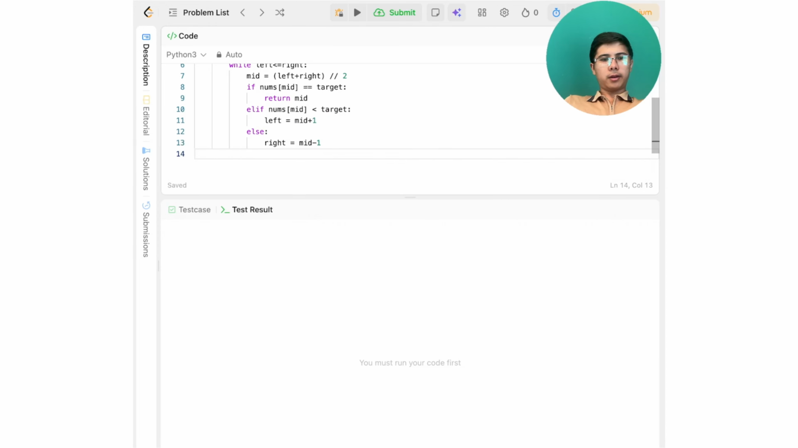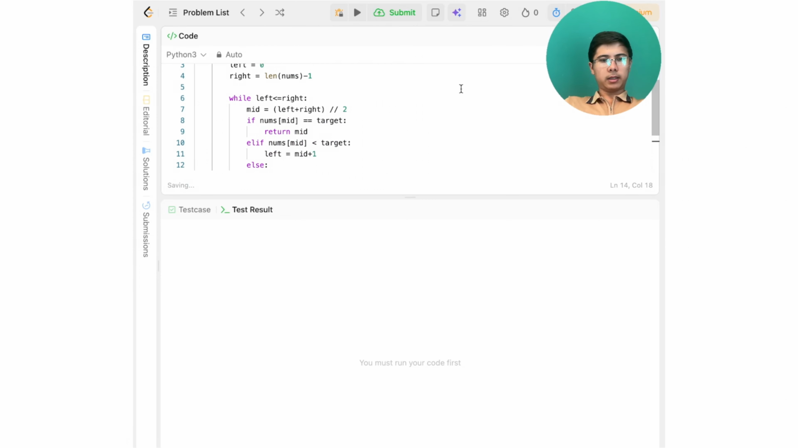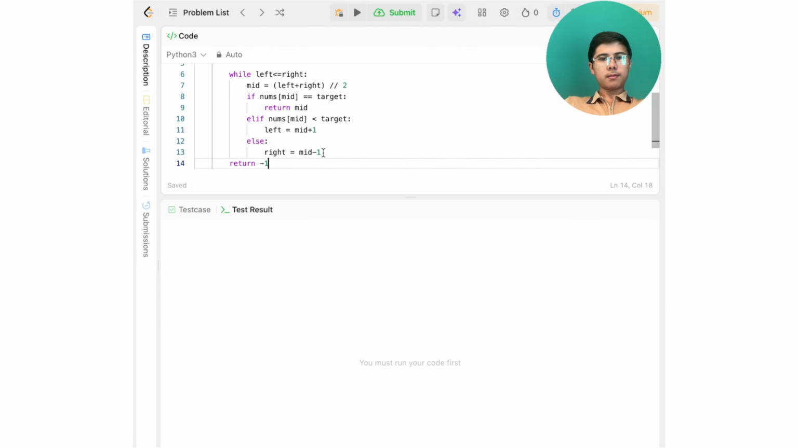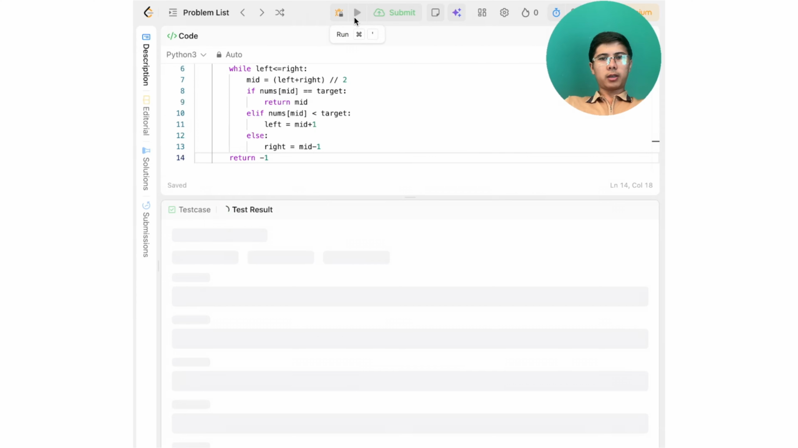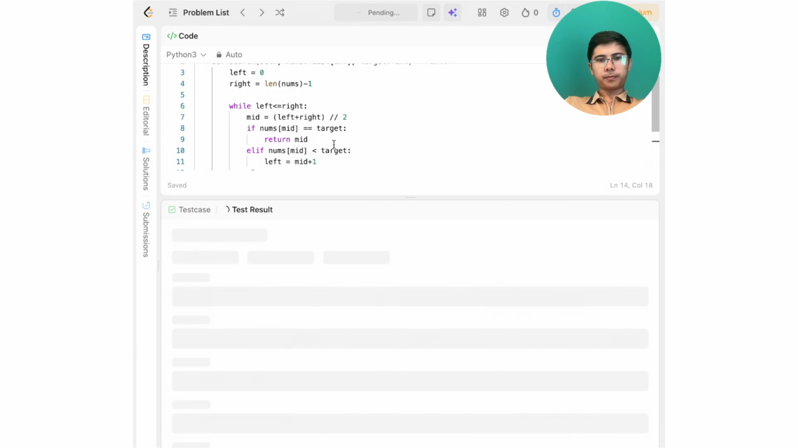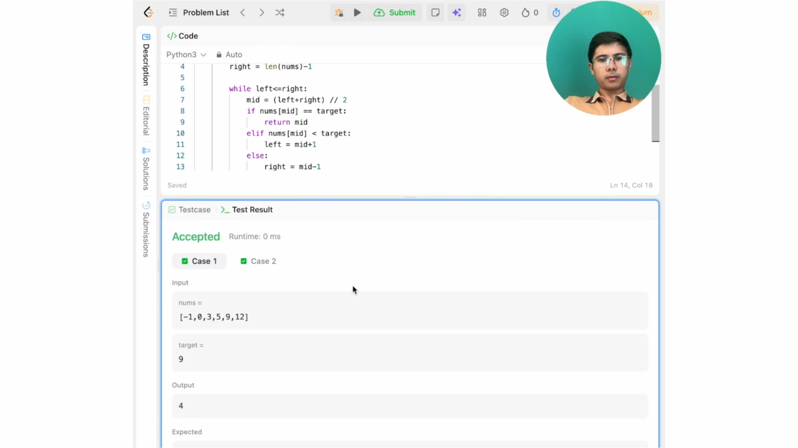And in any other case, we just need to return minus 1. That's basically it. If you check it, we can see that our two cases also worked properly.